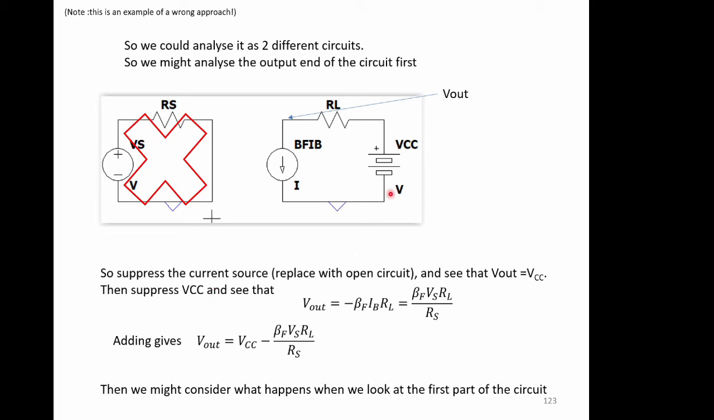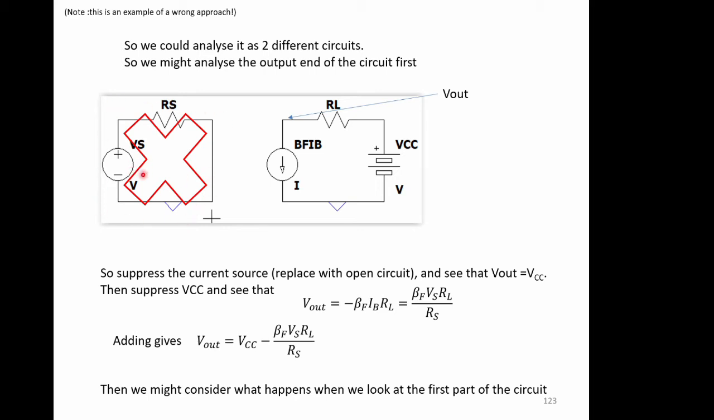Then we would suppress VCC, replacing it with a short circuit, and keep the current source, and we would see that Vout is equal to minus BF IB RL, where BF IB is the value of the current source, and it drives through RL, which will give us the voltage when VCC is suppressed. And so we add those two answers together, and that gives us VCC minus BF IB RL over RS from that. And then we might get a bit confused, and then we might later say, actually, there's this other part of the circuit as well, we need to consider that.